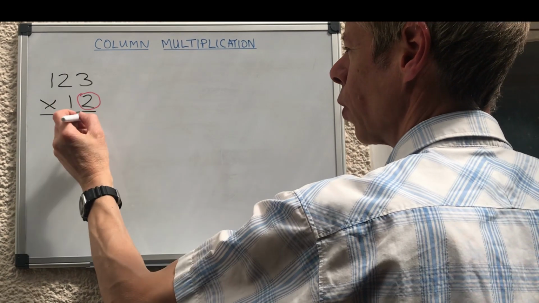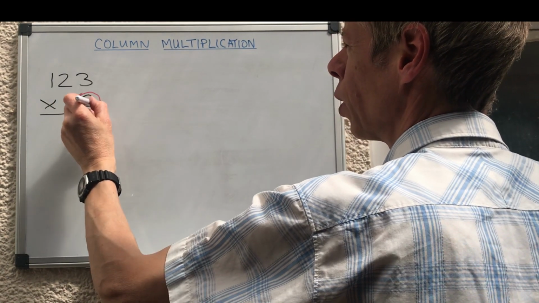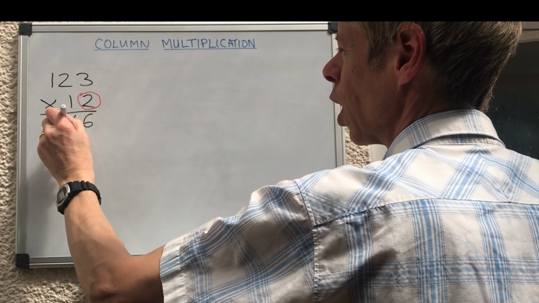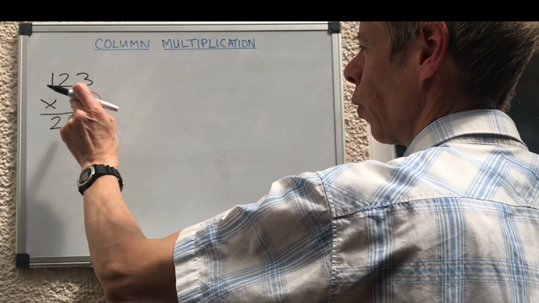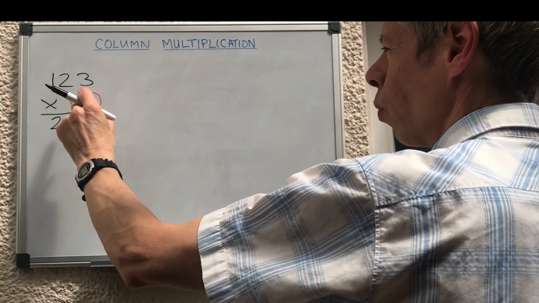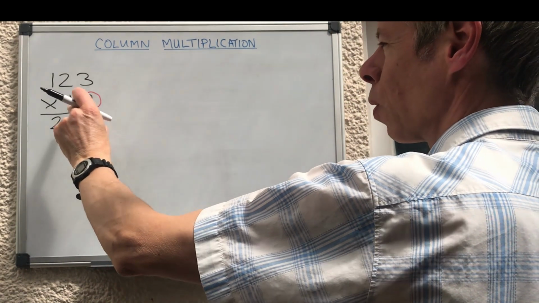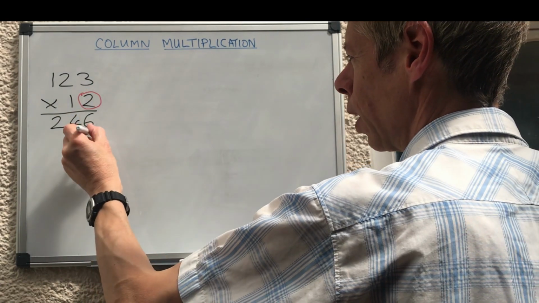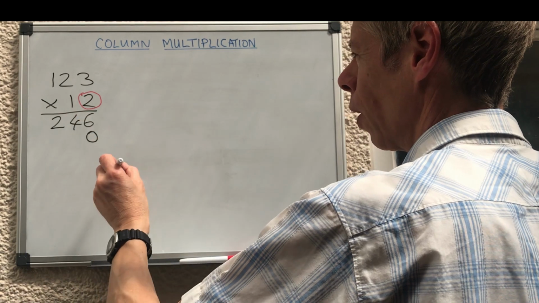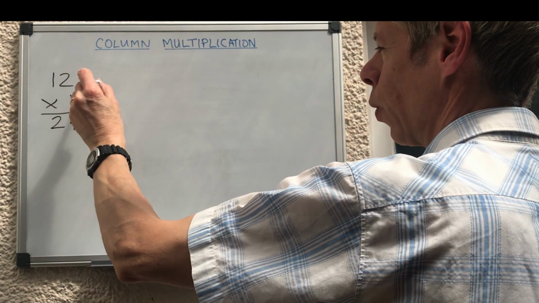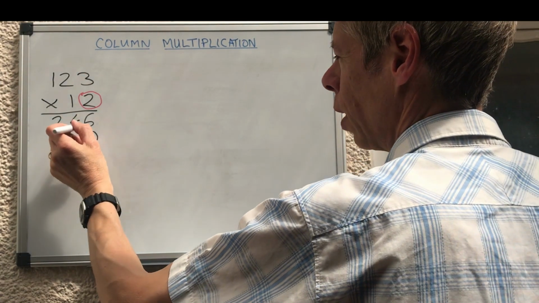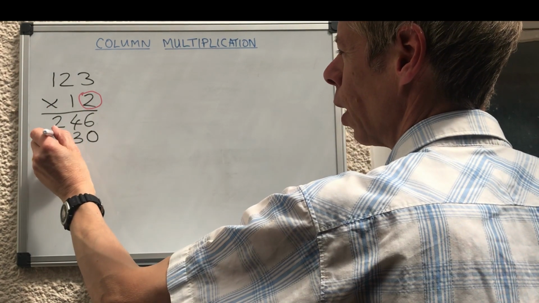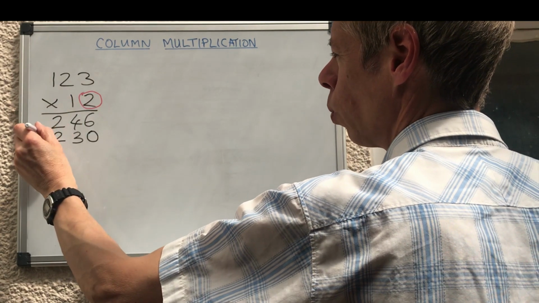So we do 2 times 3 is 6. We do 2 times 2 is 4. 2 times 1 is 2. So we've done 2 times 123 is 246. 12 is made up of 10 and 2. So what we're doing now is 10 times 123. So we need to put in our placeholder, our 0, to make sure that when we do 1 times 3, it's automatically 10 times 3. So 1 times 3 is 3, 1 times 2 is 2, and 1 times 1 is 1.